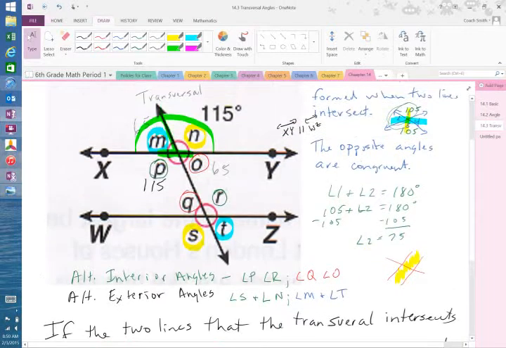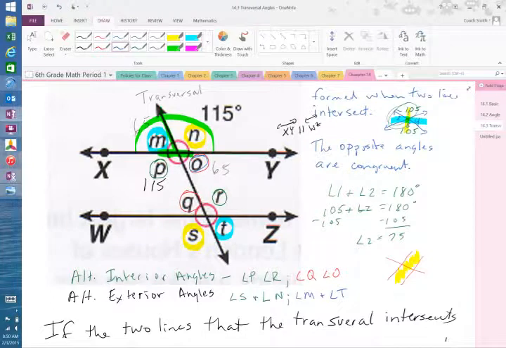Now we're going to use our rules for alternate interior angles and finish the rest of it out. So if angle O is equal to 65 degrees, and these two lines are parallel, then what does angle Q have to be equal? Jonah?